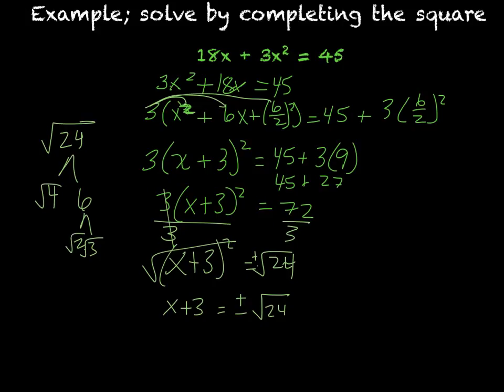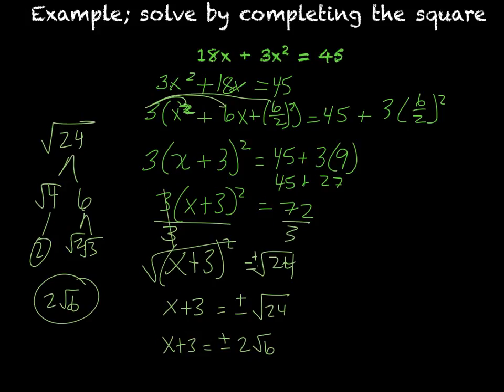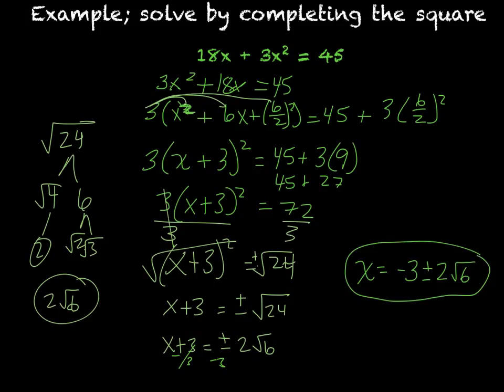Square root of 4 is 2. So 2 square root of 6 is my simplified square root. So that's going to be x plus 3 equals positive or negative 2 square root of 6. So then I subtract my 3 over. So my final answer is x equals negative 3 plus or minus 2 times the square root of 6. And that is your final answer.